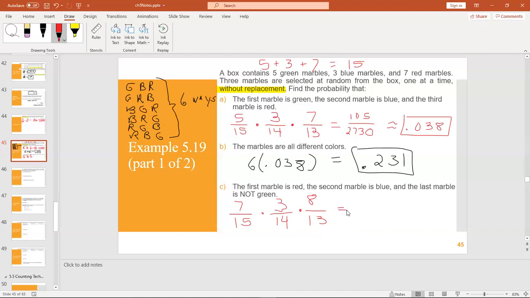Let's see. 7 times 3 times 8 is 168. The bottom number is going to be the same still, 2730. That will not have changed since the last time we did that. So 168 divided by 2730 is 0.062 if you round it off. So that is that probability.